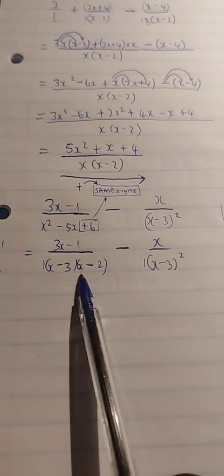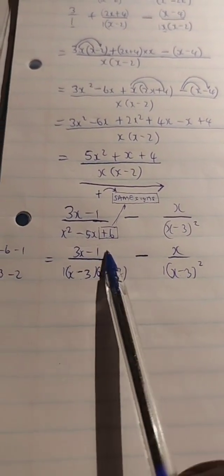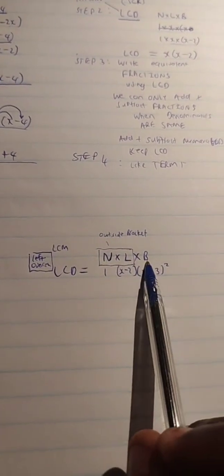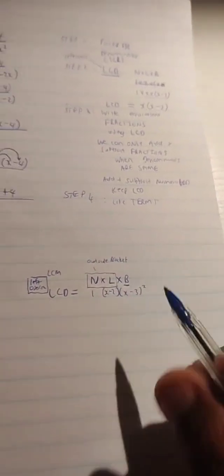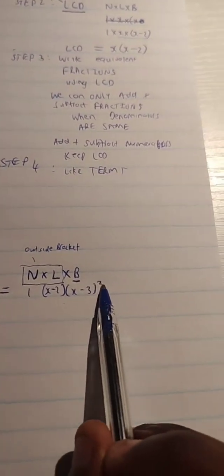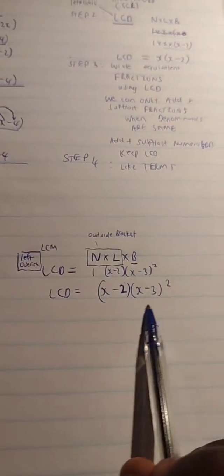It literally is a leftover, x minus 2. So as x minus 2, it is unique. It is the only one that has an exponent that is the highest as x minus 2. So that means I'm going to include x minus 2 as part of my LCD bracket. So for my brackets, I have x minus 2 into x minus 3 the whole thing squared. The LCD is x minus 2 into x minus 3 the whole thing squared. This is the LCD.